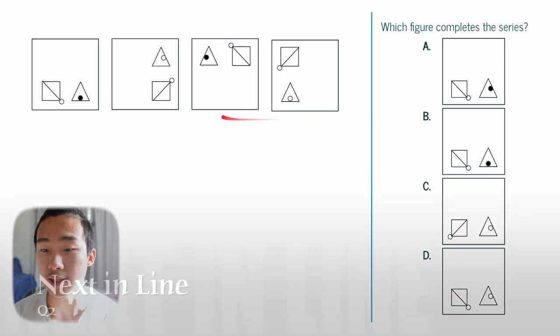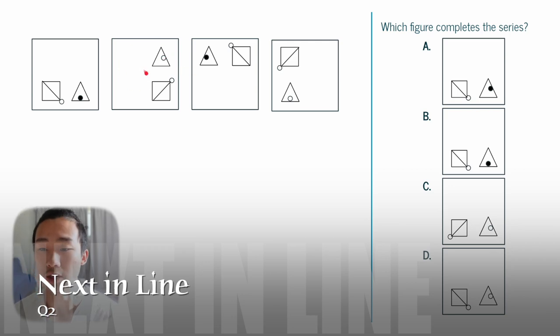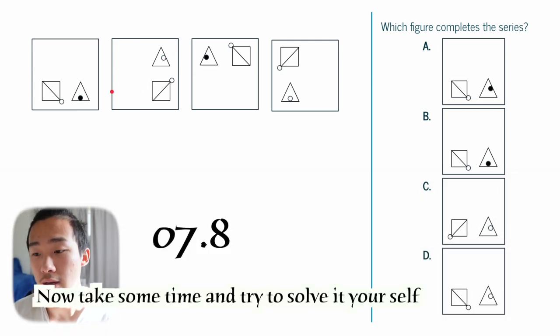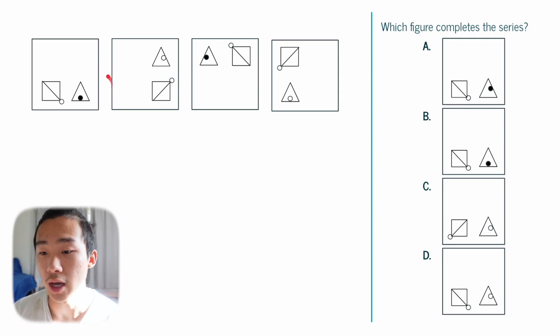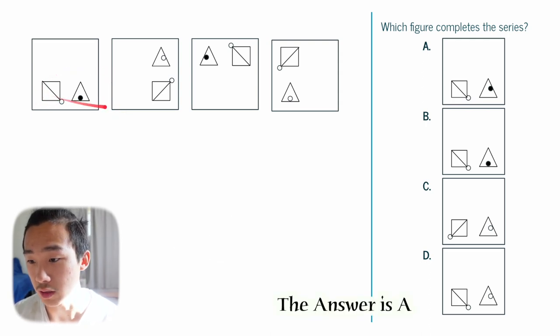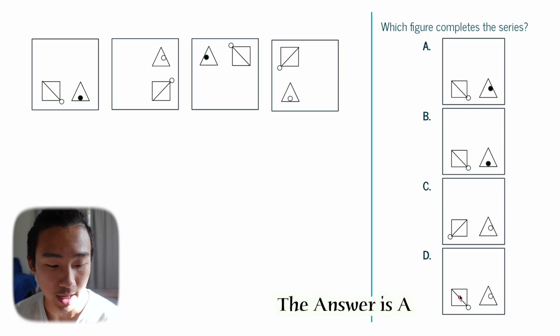This type of question is called next in line, and usually this type of question always involves certain rotation. If we look at this one over here, we can obviously see the square is rotating by itself, but also changing corner every single time. If the ball goes here, here, here, here, and we know in the final graph that it's going to be here, and the ball should be pointing into the bottom right corner, so that gives us A, B, and D.